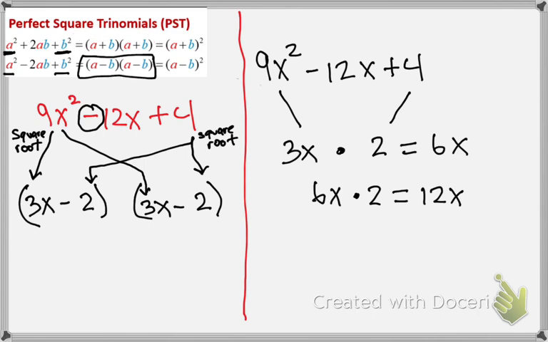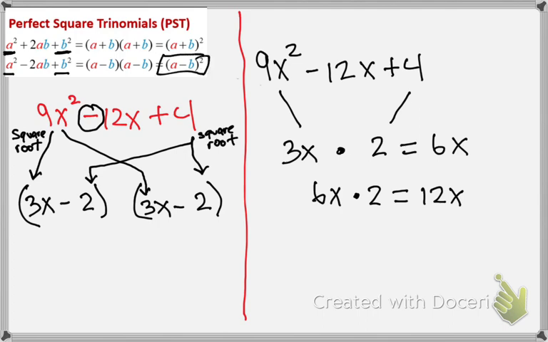If you notice, it's the same thing twice. A minus B, A minus B. 3x minus 2, 3x minus 2. When you factor a perfect square trinomial, it is going to repeat. That's how you know it is a perfect square trinomial as well. Your factors are repeating. And then last but not least, we want you to write it in this format.